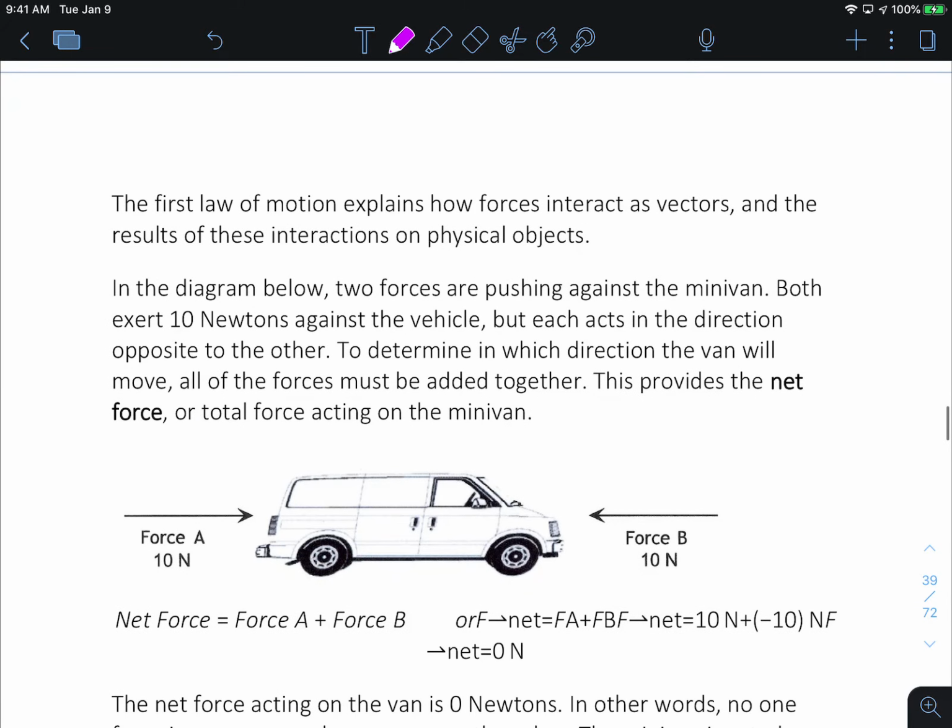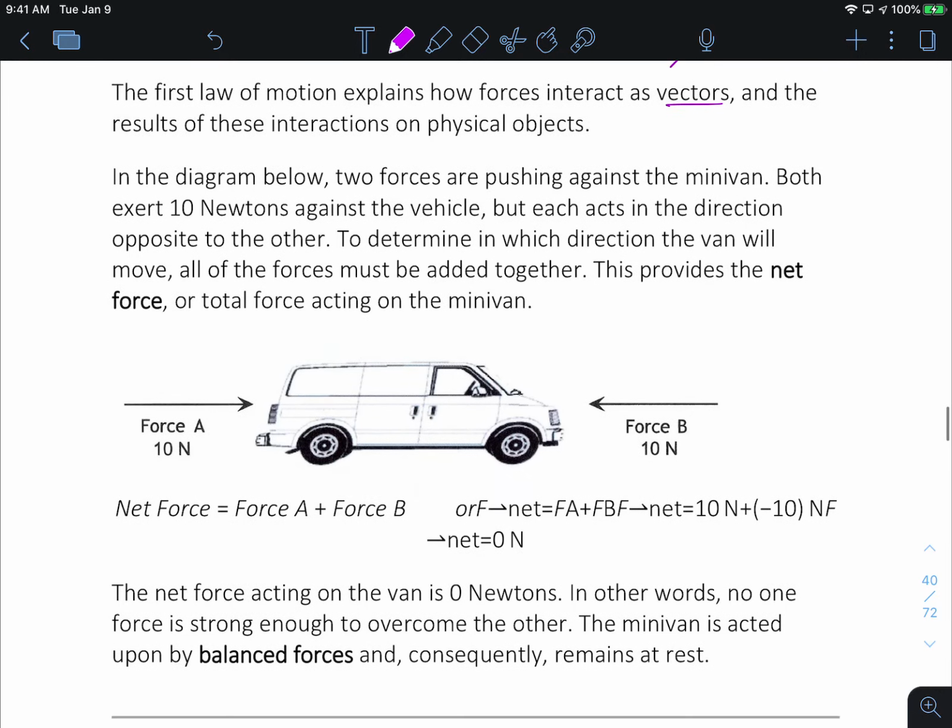So this explains how forces interact as vectors as well. Vectors are always drawn as a straight line with an arrow, and that is because we can always break down even the most complicated of forces into a series of straight line changes. It also explains the results of these interactions on physical objects. So in the diagram below, we have two forces pushing against a minivan.